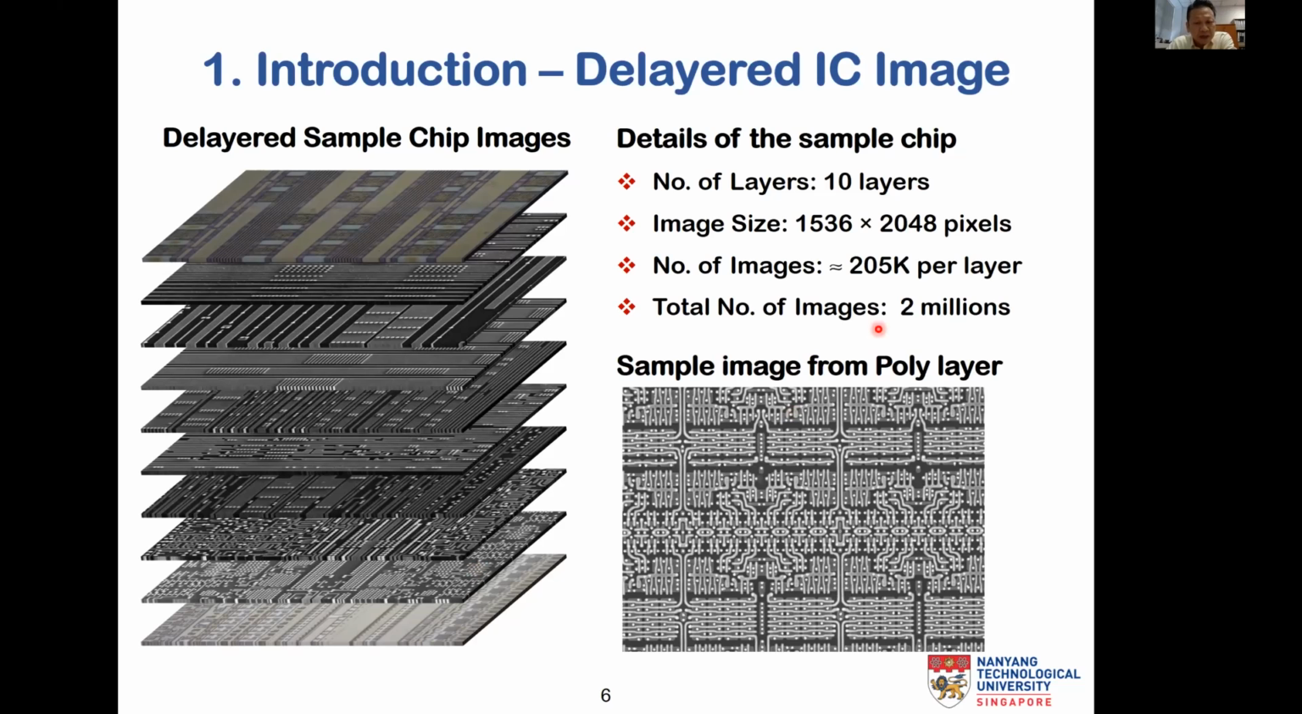So you can see that the number of images you have to deal with is a huge number. And this is a sample image from a poly layer. As you can see here, from the poly layer, you can see the polysilicon, you can see the contact, and you can also see the diffusion.